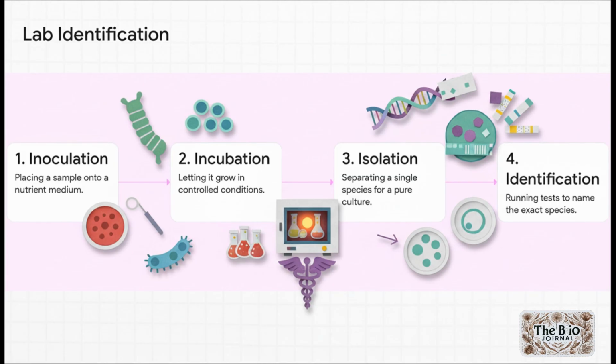The next step is isolation, which is super important. They have to separate out a single type of microbe to get a pure culture. And finally, once they've got it isolated, they run a bunch of tests for identification to put a name to the bad guy and help figure out the best treatment.